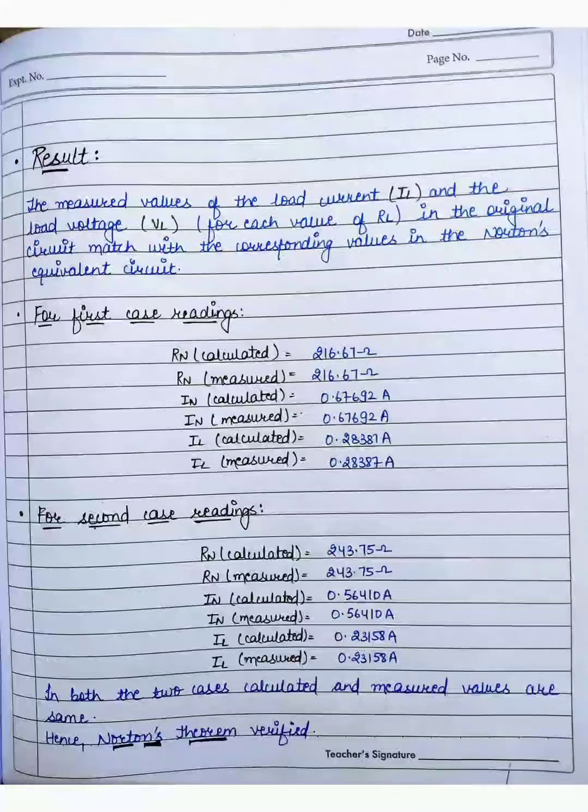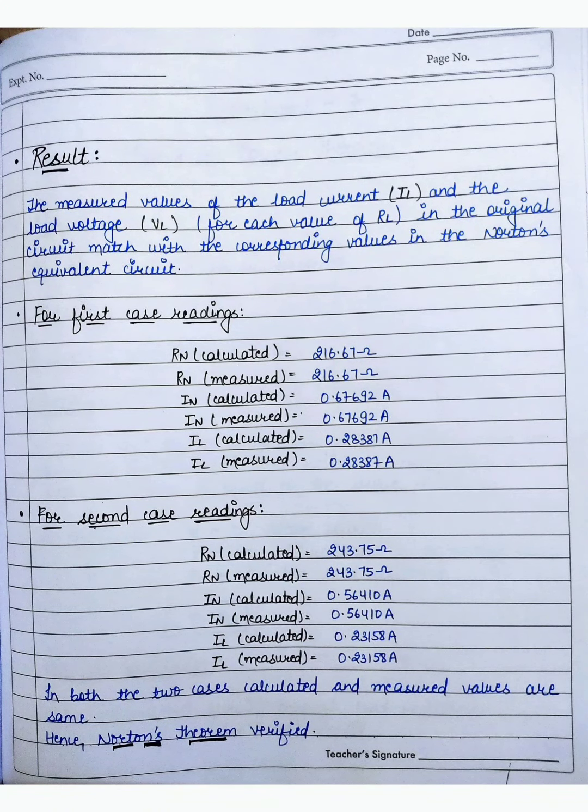Result: the measured values of the load current IL and the load voltage VL for each value of RL in the original circuit match with the corresponding values in the Norton's equivalent circuit. For first case readings, Rn calculated equals 216.67 ohm, Rn measured equals 216.67 ohm, In calculated equals 0.67692 A, In measured equals 0.67692 A, IL calculated equals 0.28387 A, IL measured equals 0.28387 A.